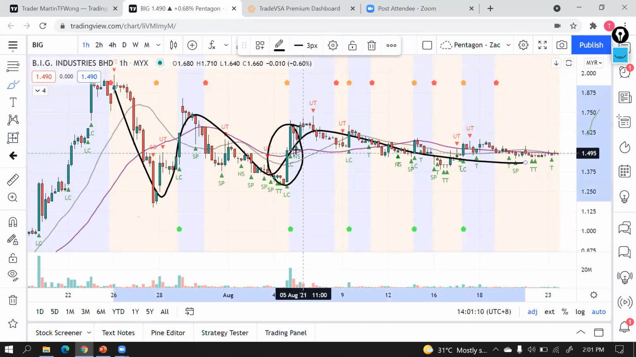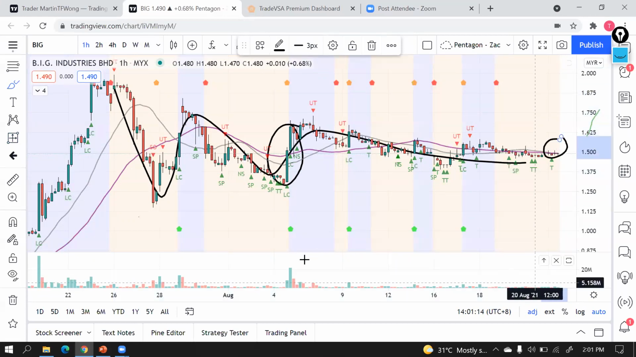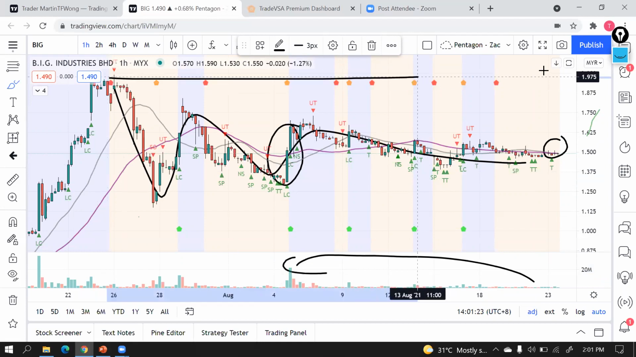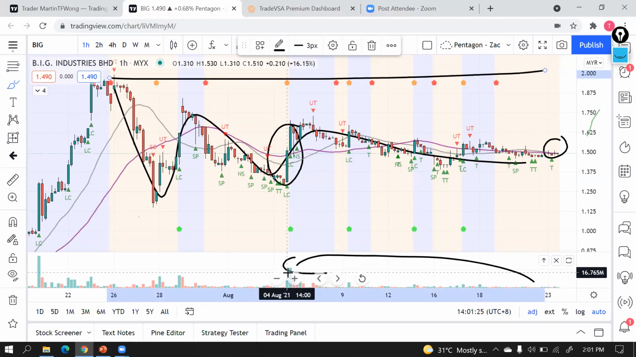I'll make sure that the next green pentagon is as good as this volume. Remember how we compare pentagon volume to volume? If they want to break this resistance, the next volume has to be equal or maybe greater than this volume, in order to have better power to break above the resistance.